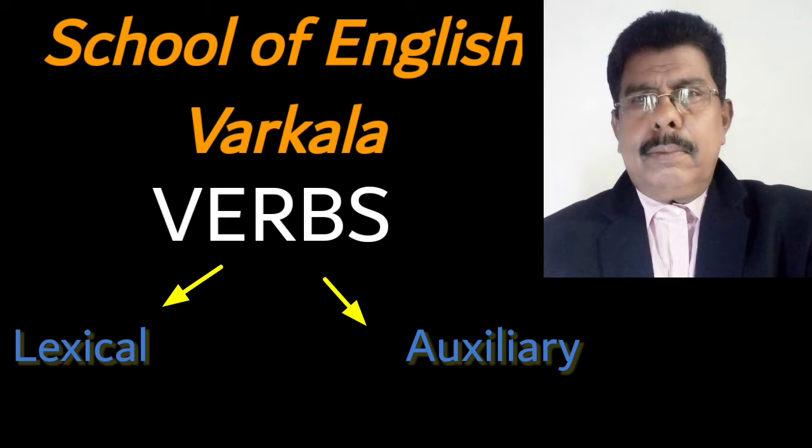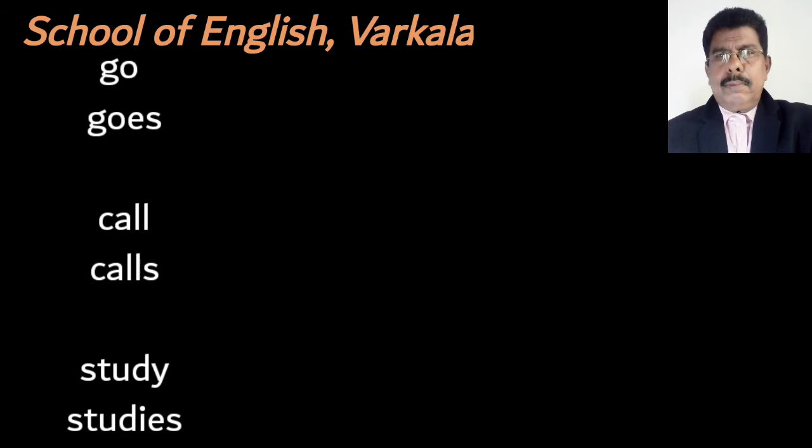I hope all of you understood it. Now I shall make it clear with the help of a few examples. Look at the first pair of verbs: go, goes. These two verbs are used to denote an action which takes place now or at present. They go to school means they go to school now. She goes to school means the same. So go and goes are simple present verbs.